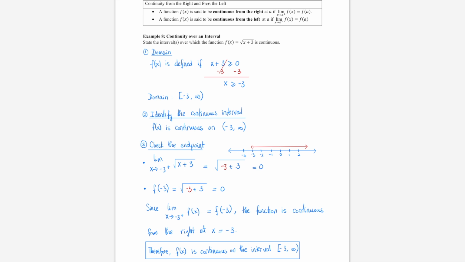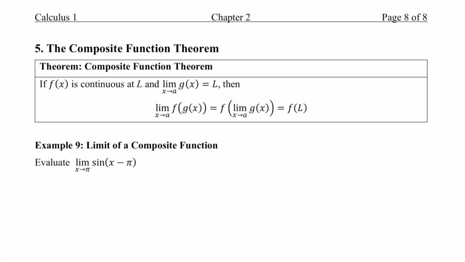The key idea is this: a function is continuous everywhere in its domain. So first, find the domain, and that tells you where the function is continuous. Now, let's look at another important result called the composite function theorem. This theorem helps us evaluate limits when one function is inside another function.